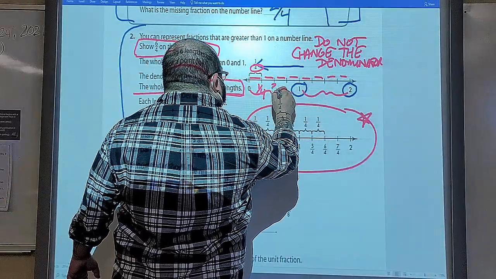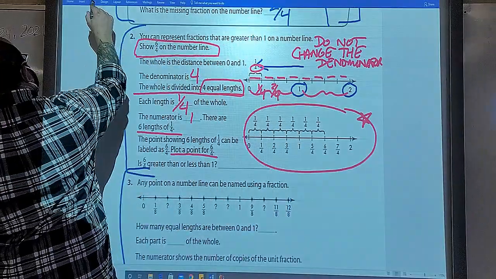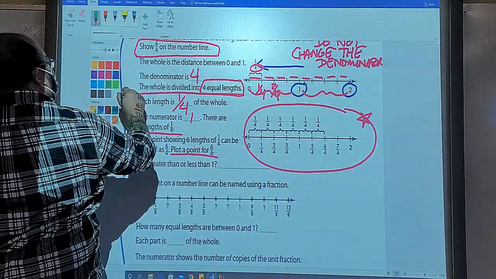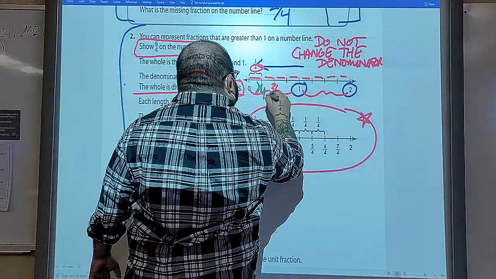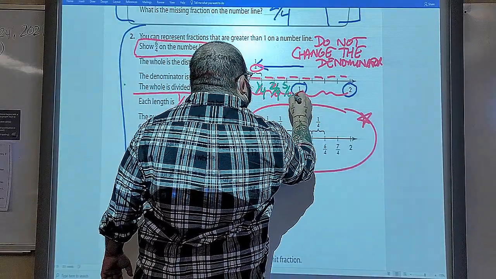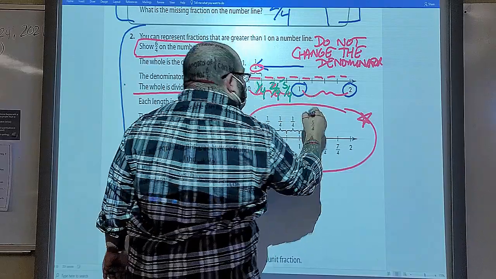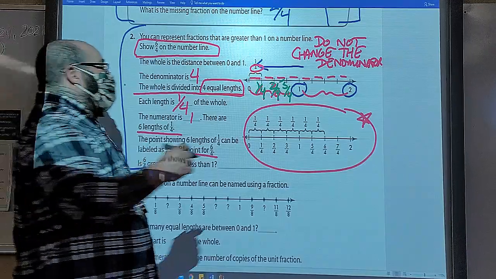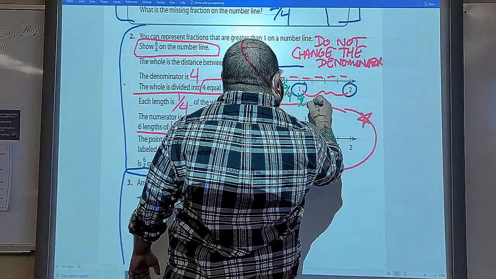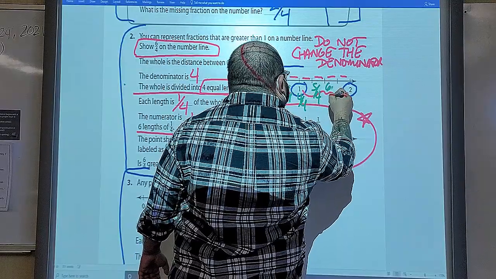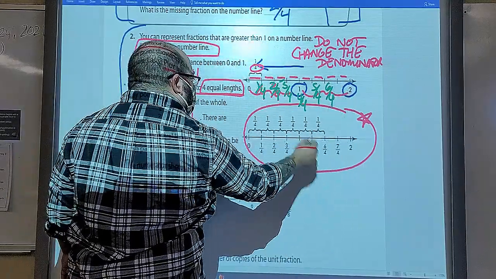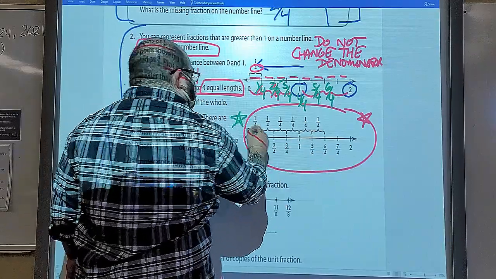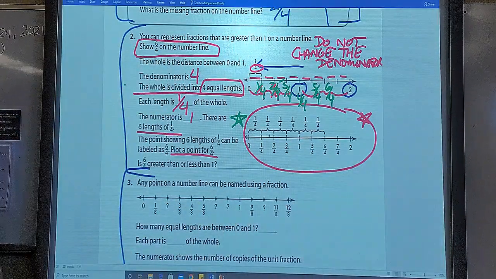1/4, 2/4. We need a different color, don't we? Okay, 1/4, 2/4, 3/4. A whole is, if we have 4 parts, what is a whole? What is it, Madeline? 4/4. 5/4 and 6/4. It's the same as down here. They did the work for you. It was literally right there on the page. I need you guys to start paying attention to that.